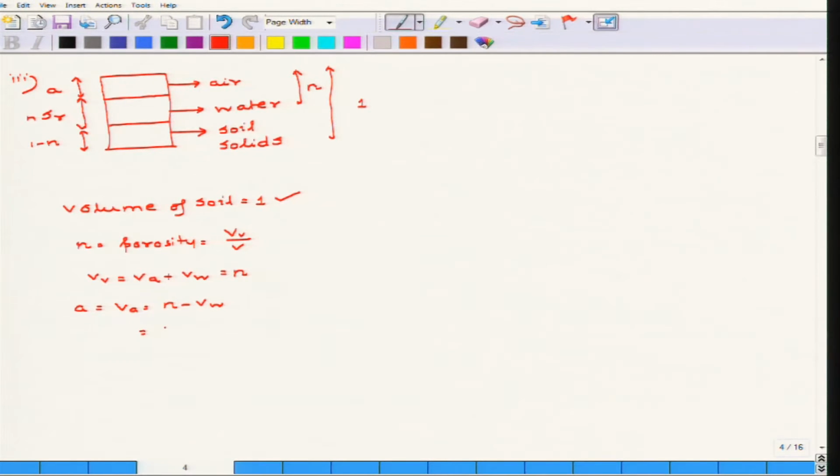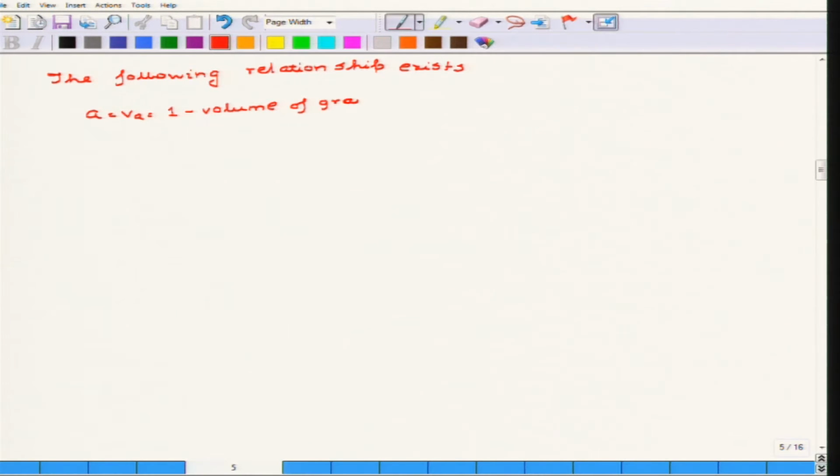Now, we also know that the degree of saturation can be written as the volume of water divided by the volume of voids. So the volume of water can be written as Sr into Vv, and we have already said that Vv is equivalent to N. So Sr into N. So N minus Sr into N, which is equivalent to 1 minus Sr into N. So the volume of air is found to be 1 minus Sr into N.